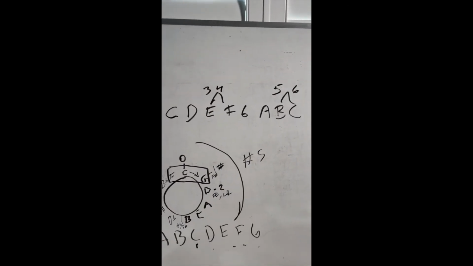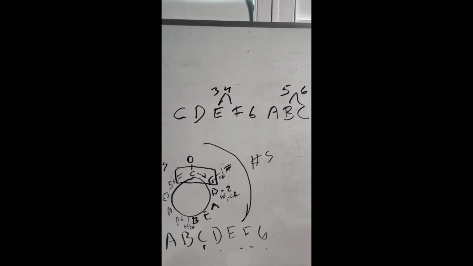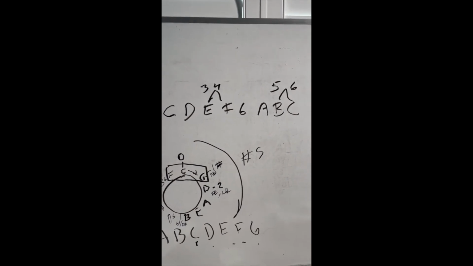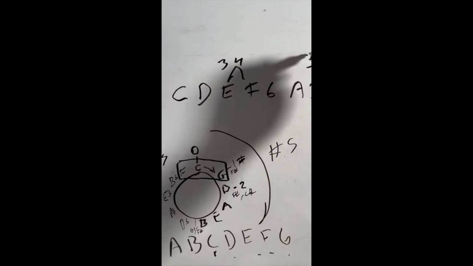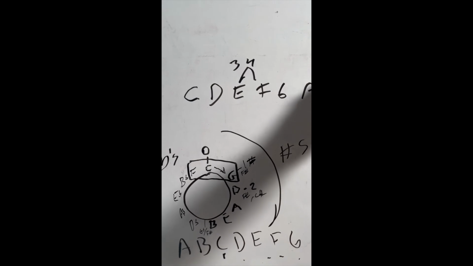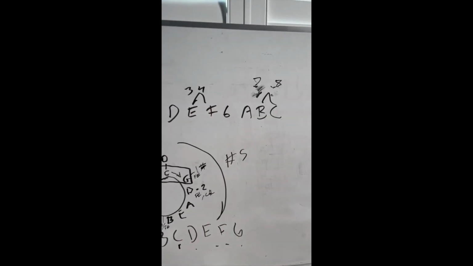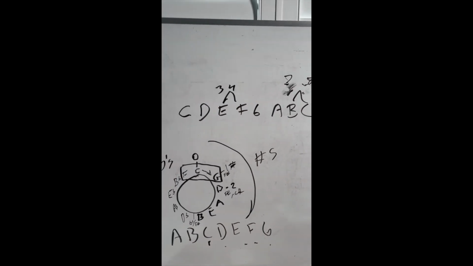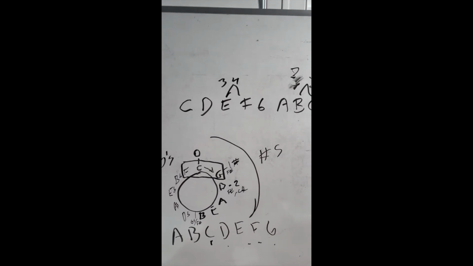To make a major scale, that's my pattern. Between the 3rd and 4th notes, there's a half step. Oh, and I wrote 5 and 6. Whoops, 7 and 8. Rookie mistake. So 7 and 8 over here is my half step pattern in the major scale. So 3, 4, 7, 8. That's what makes it a major scale.